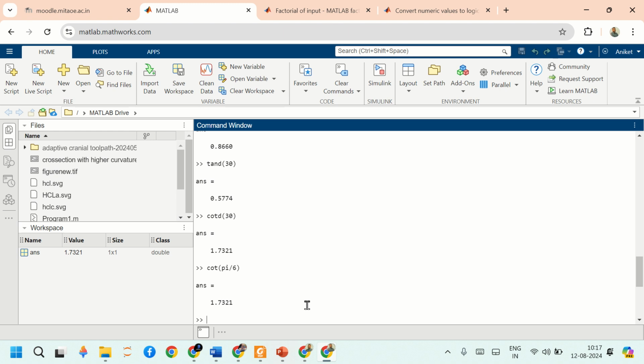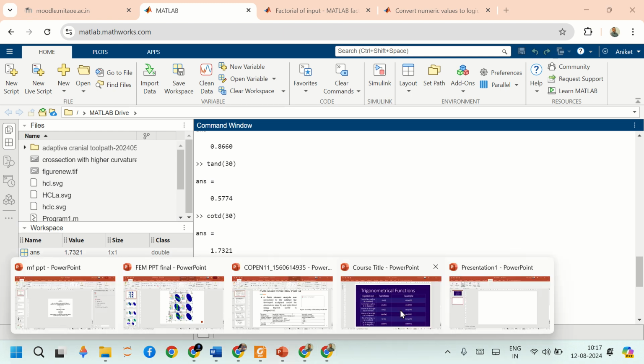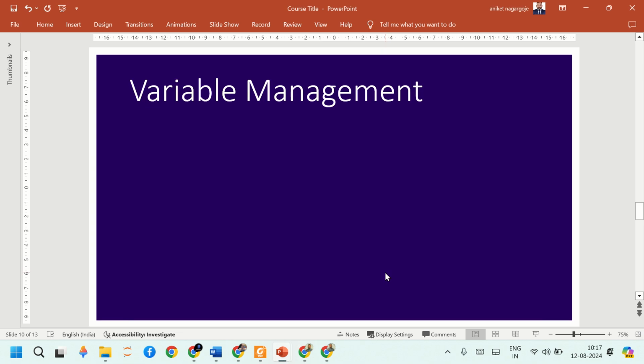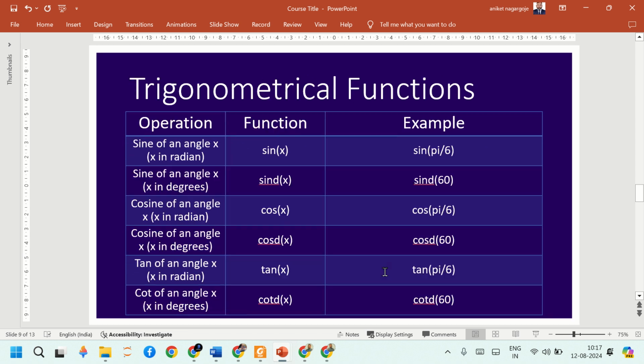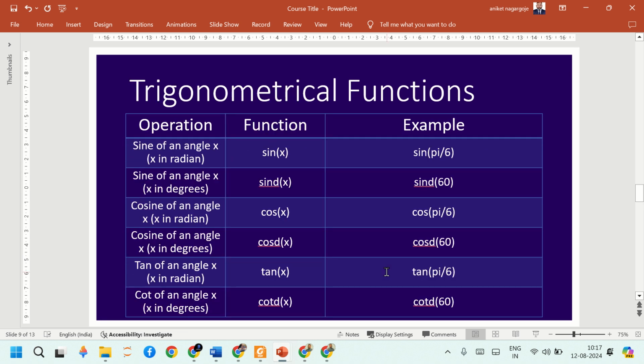So these are the built-in functions available in MATLAB that will be useful in mathematical operations. So in the next lecture we will see arrays, 1D array, 2D array, then indexing, that is very important, and after that plotting. Okay, so that's it for today.